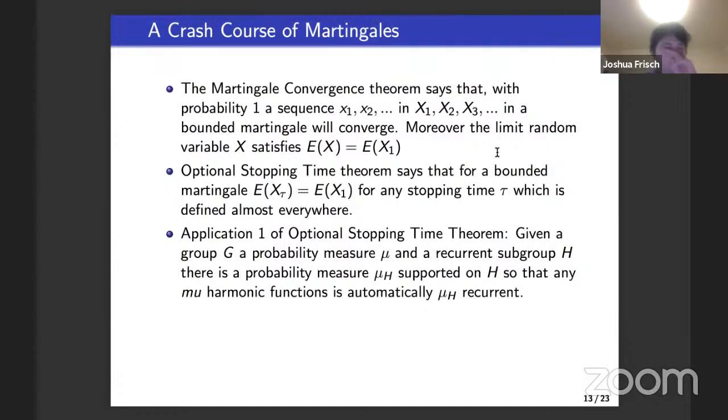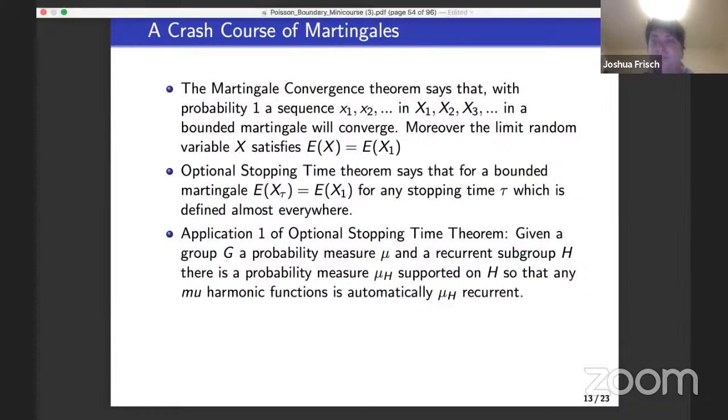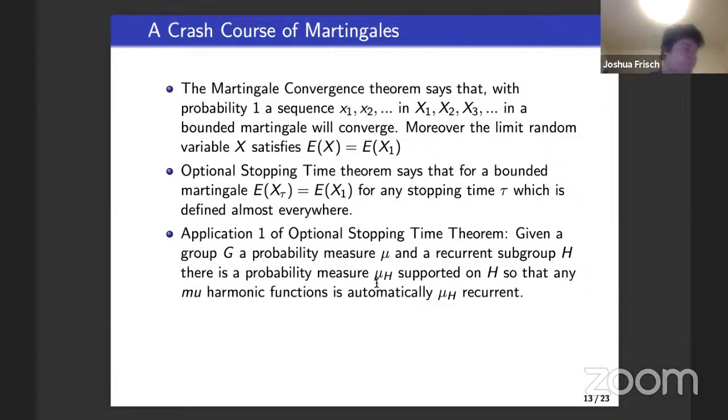All right, so I want to give two applications of the optional stopping time theorem. First, if I have a group G, a probability measure mu, and a recurrent subgroup, let's say H, there is a probability measure mu_H supported on H, so that any mu-harmonic function is automatically mu_H-harmonic. And what's the proof of this? Well, you just run your random walk until you've taken some element of H. Then by the optional stopping time theorem, you're still going to be harmonic for that new measure.